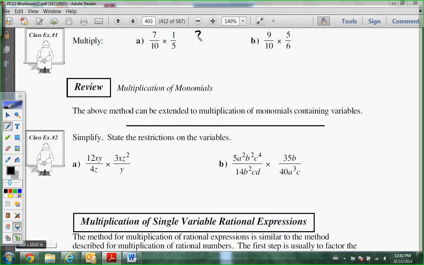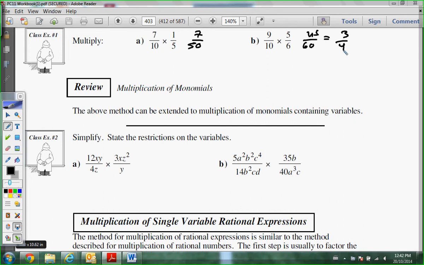So 7 times 1, we get 7. 10 times 5, we get 50. That can't simplify anymore, so we just leave it that way. 9 times 5 is 45. 10 times 6 is 60. You have a common factor of 15, which makes this 3/4. If you know the cross cancel way, absolutely, you can do that as well. But there you go, 3/4.